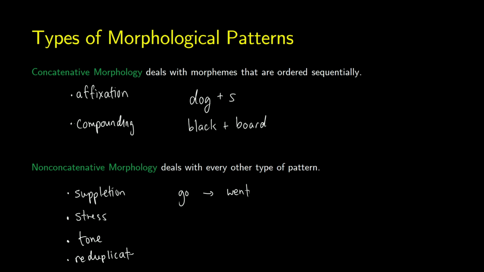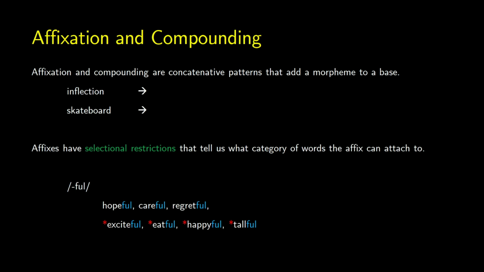So there's a lot of different ways that we can do morphology, a lot of ways that we can create new words. So affixation and compounding are these basic concatenative processes. Let's say you have a word like inflection. You say you have this base called inflect, and then you're adding this affix or suffix, ion. Or in the case of skateboard, a lot like blackboard, we can break this down into two free morphemes. So that's affixation and compounding, pretty straightforward.